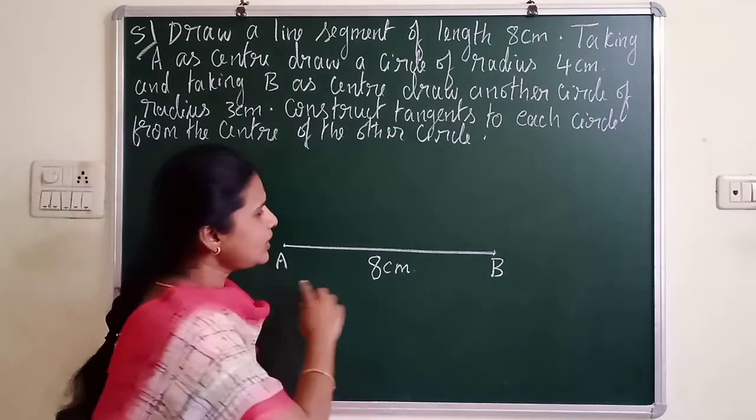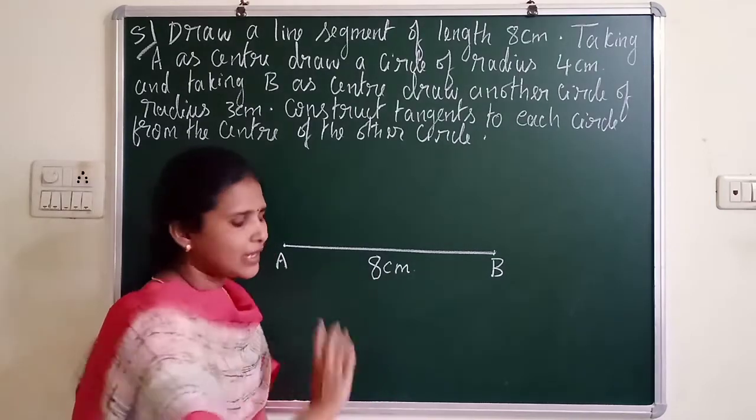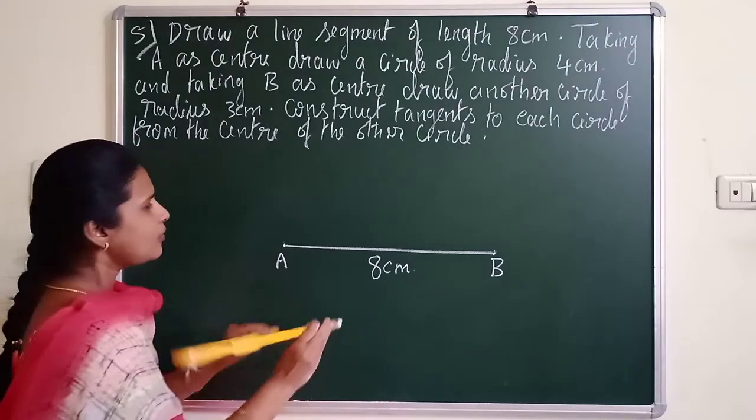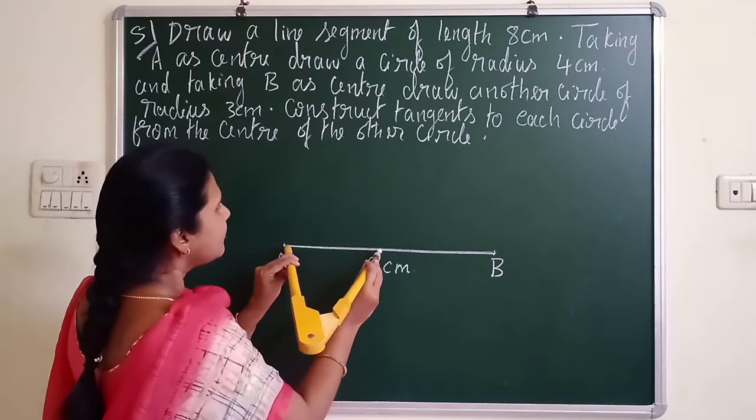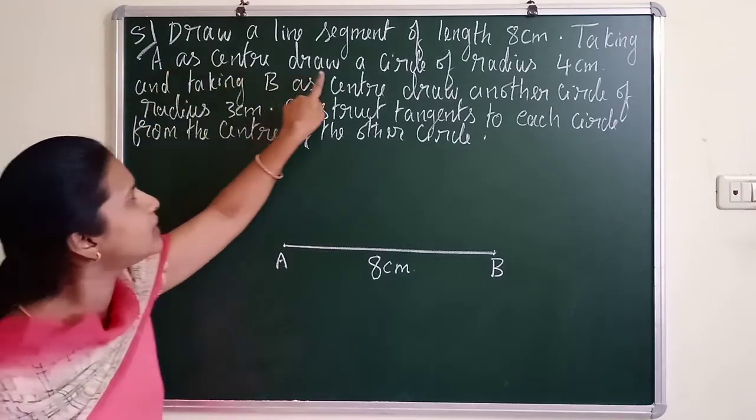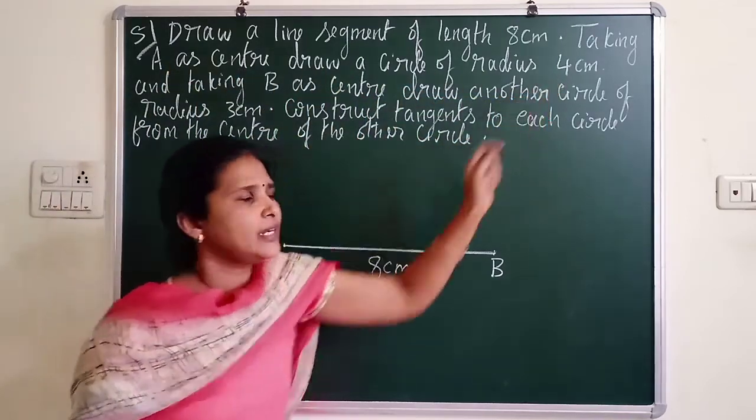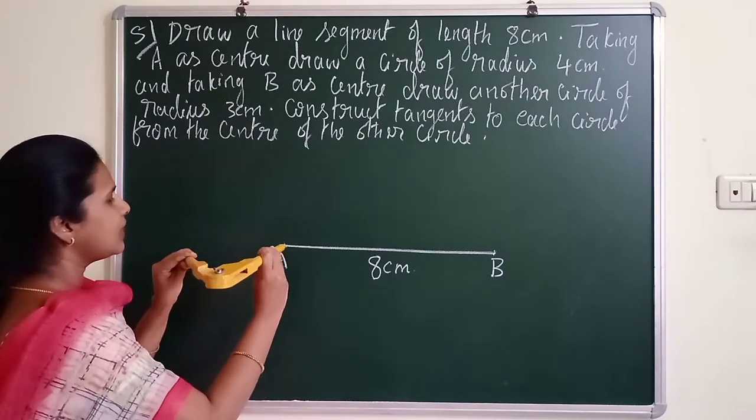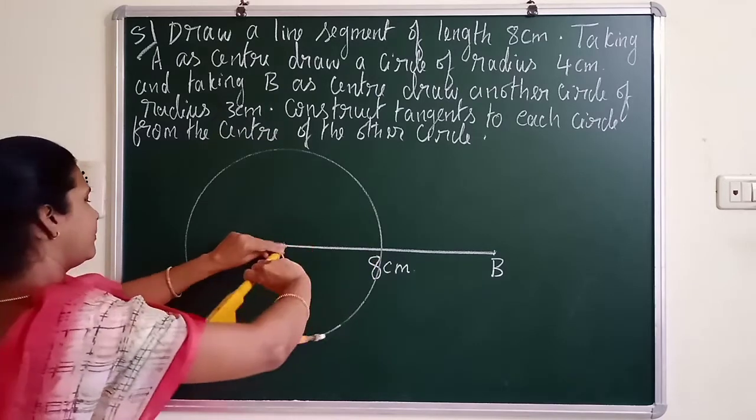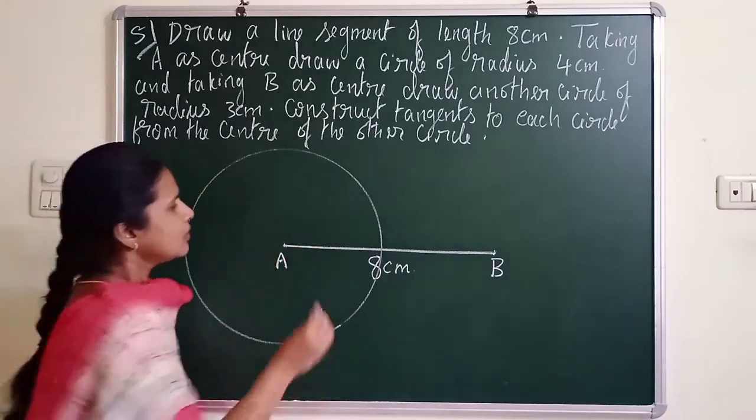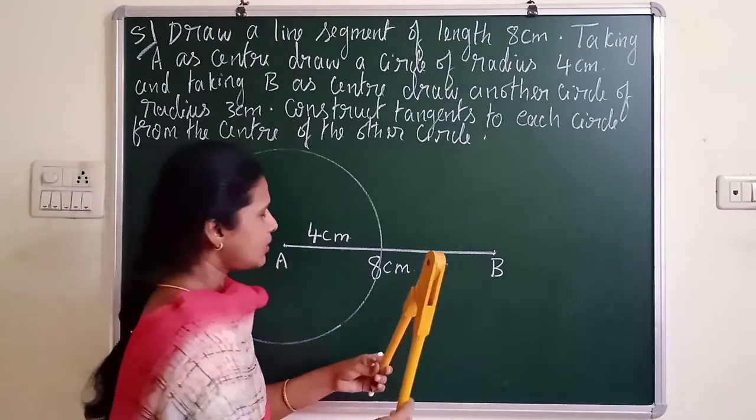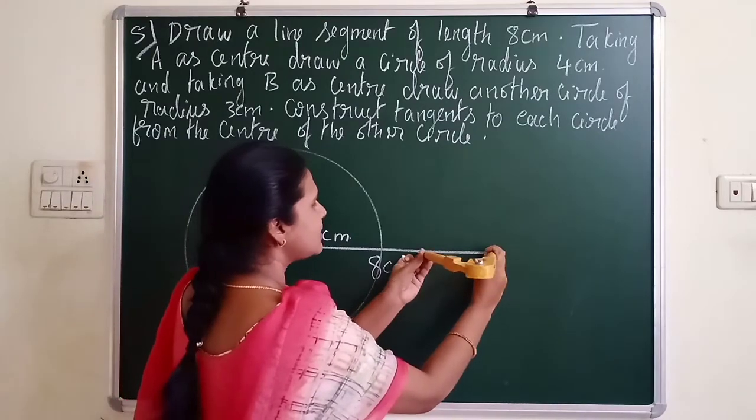So first I have drawn here the line segment AB, 8 cm. Use the scale and draw line segment AB equal to 8 cm. Now I have to take a 4 cm radius and draw a circle with center A as given. A as center, draw a circle of radius 4 cm. So take 4 cm and with center A, draw the circle. What is the radius of this circle? 4 cm. And from B as center, draw another circle which is of radius 3 cm.